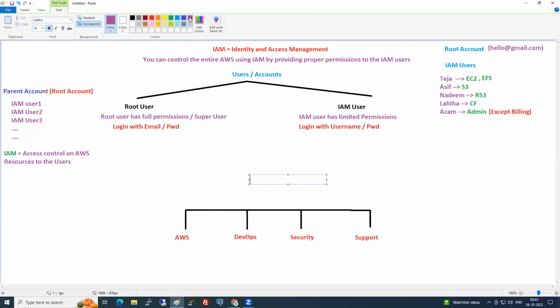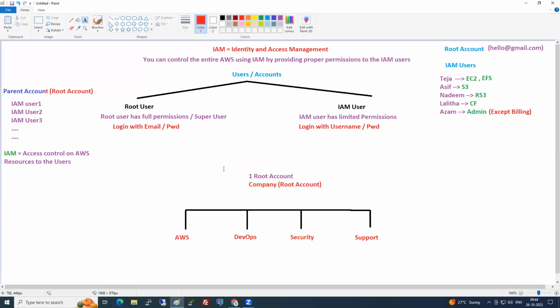I have only one root account. One root account, right? Company root account is there. Now, is it possible for me to handle this with only one root account? Is it possible?